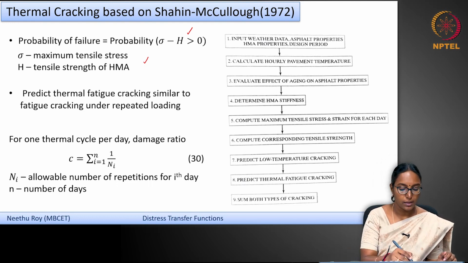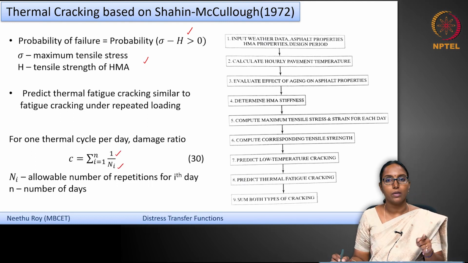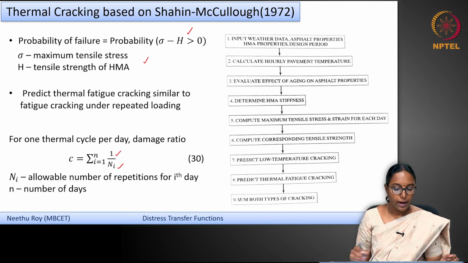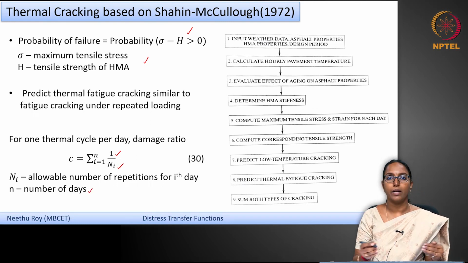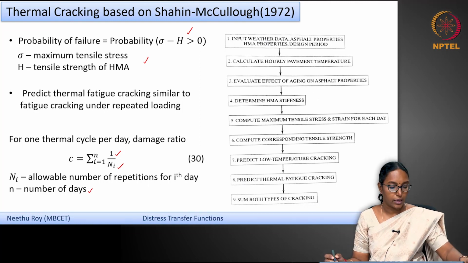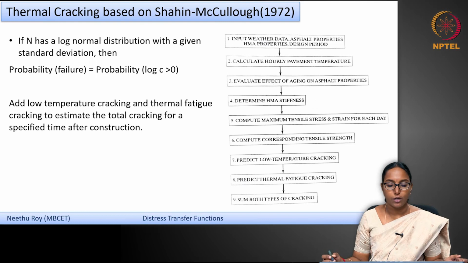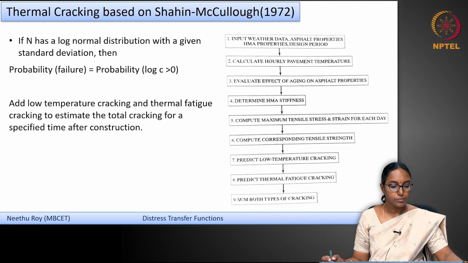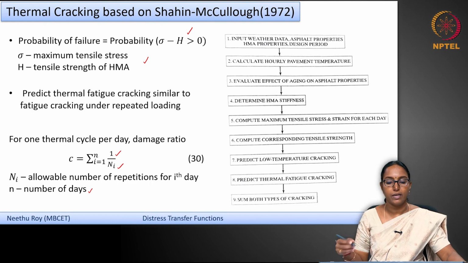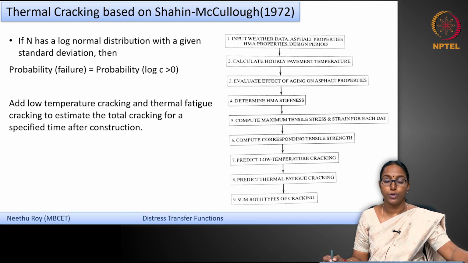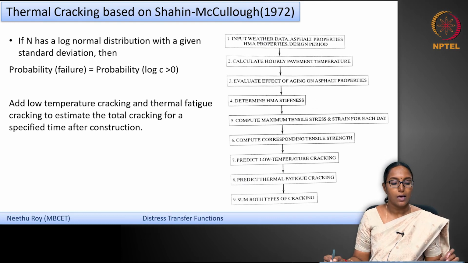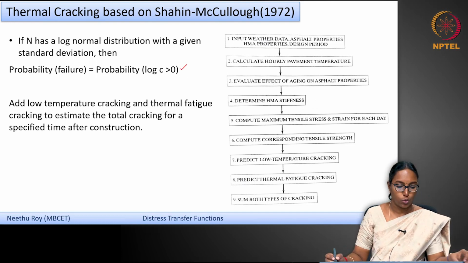Since it is one cycle, your damage ratio becomes 1 by Ni, where capital Ni represents the total number of repetitions for the ith day for a similar pavement change in temperature, and N is the number of days. So over a number of days, you can see how the damage gets accumulated, and then you can fit a normal distribution for this Ni, that is the cumulative damage that can happen due to the various temperature differences. Then the probability of failure is the probability that log C is greater than 0.